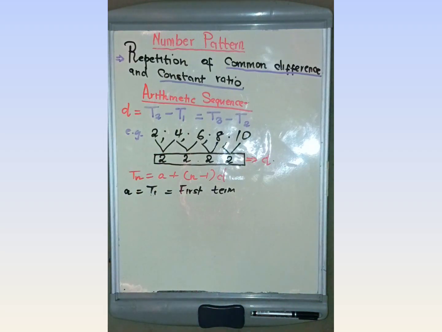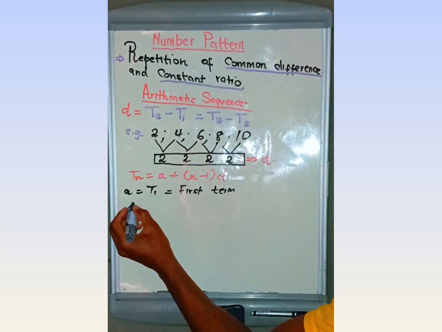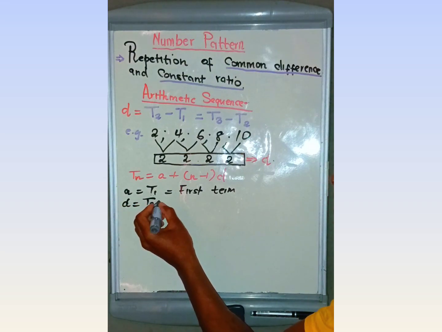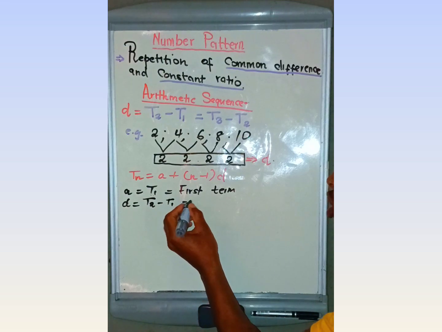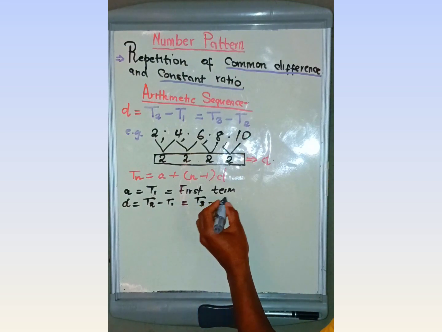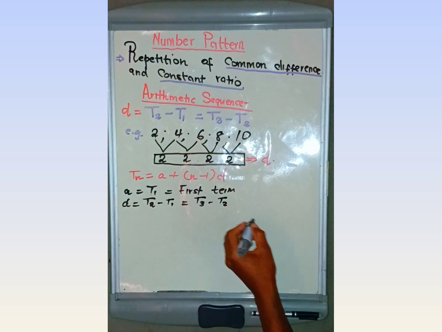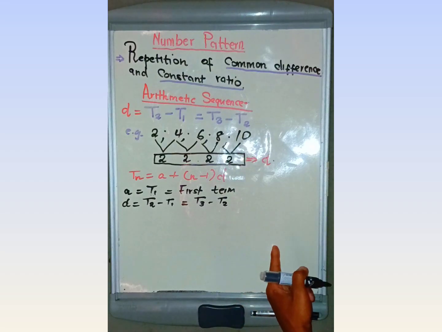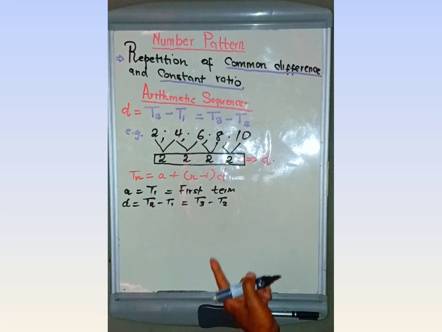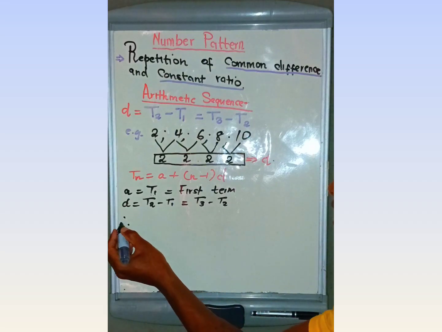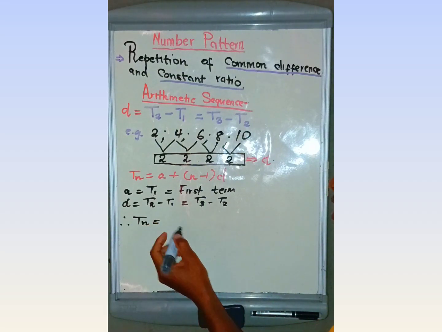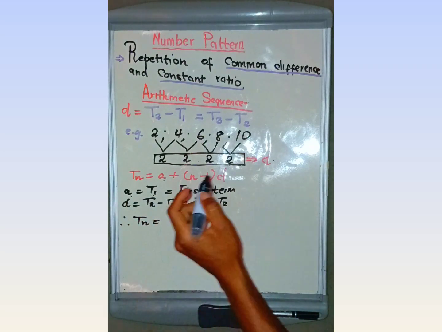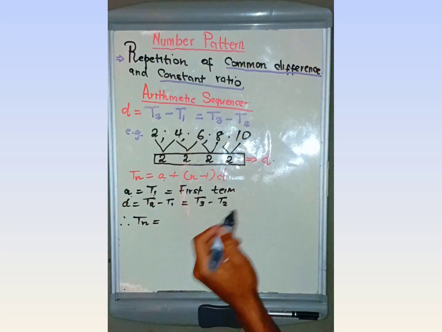The value of d is the common difference, the space between two consecutive terms. Therefore, how are we going to find the nth term of this sequence? Very simple. Tn is equal to, what is the value of a? The value of a is always equal to the first term of the sequence.